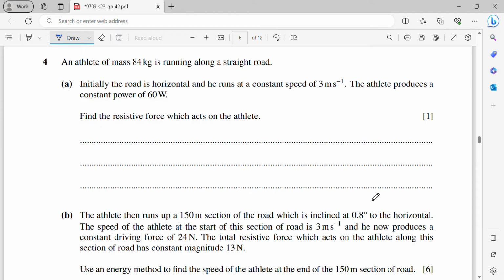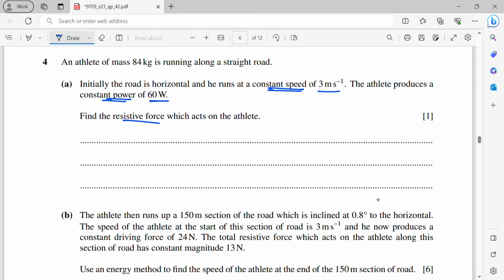Now, next question, number 4. An athlete of mass 84 kilograms is running along a straight line. A, initially the route is horizontal and he runs at a constant speed of 3 meters per second. The athlete produces a constant power of 60 watts. Find the resistance force which acts on the athlete.